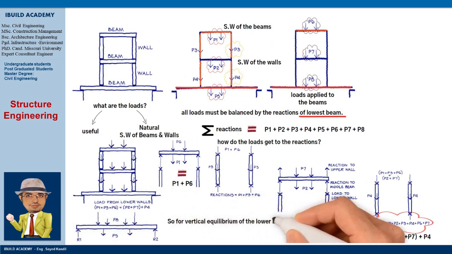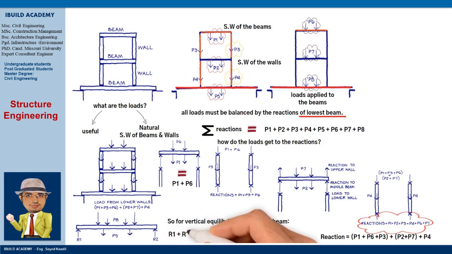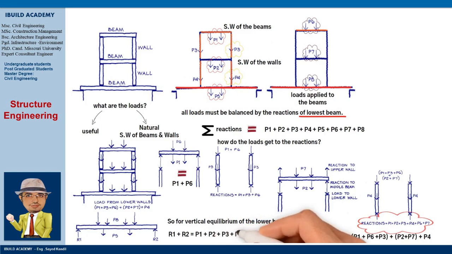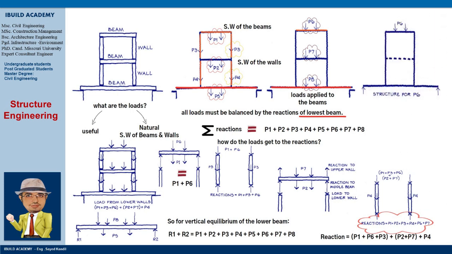So for vertical equilibrium of the lower beam, the reactions equal self-weight of the upper beam plus self-weight of the middle beam plus self-weight of the lower beam plus self-weight of the upper walls plus self-weight of the lower walls plus useful load on the upper beam plus useful load on the middle beam plus useful load on the lower beam, which is R1 plus R2 equals P1 plus P2 plus P3 plus P4 plus P5 plus P6 plus P7 plus P8. The load path of load P6 can now be identified.